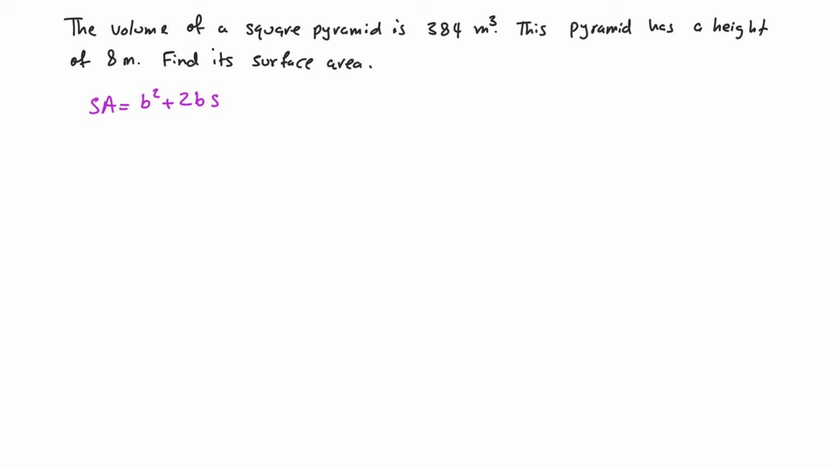Okay, so once again, when we look at this, we have the surface area equation, which requires the base and the slant height, and we're given none of those, but we are given volume and we're given the height. So let's use that set of information first. So we know that volume is equal to b squared times h divided by 3, and we are given our volume as 384, and we're given our height, which is 8.